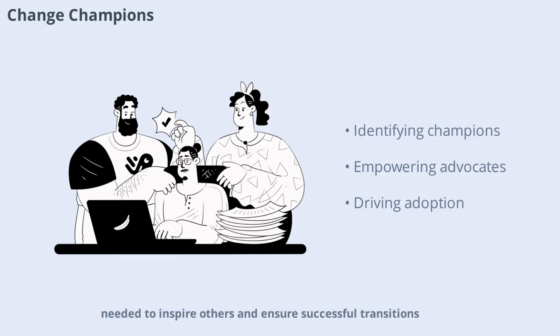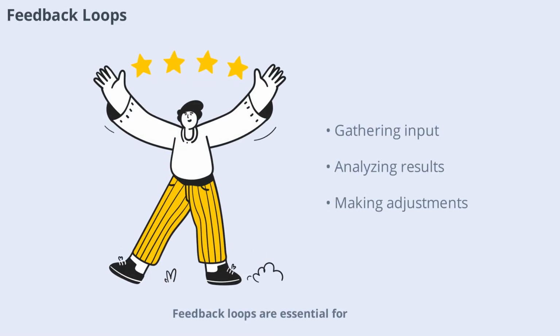Feedback loops are essential for monitoring the effectiveness of change initiatives. Change management encourages organizations to gather input from employees and stakeholders, analyze results, and make necessary adjustments. By creating open channels for feedback, companies can continuously improve their change processes.